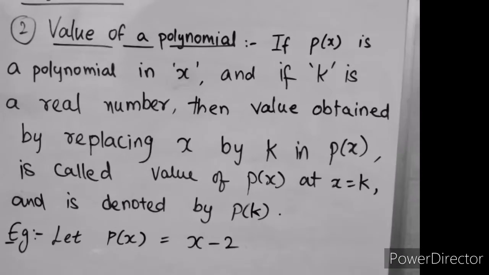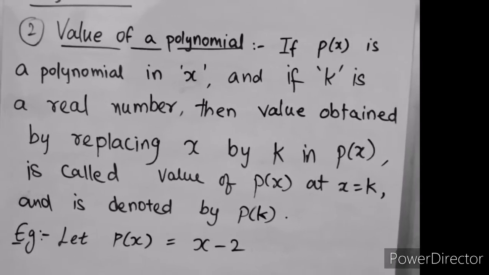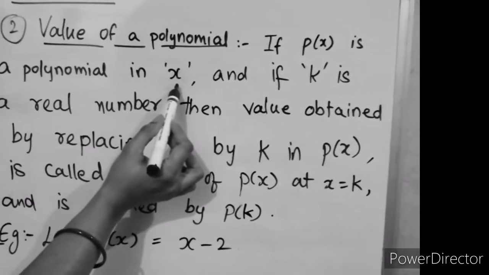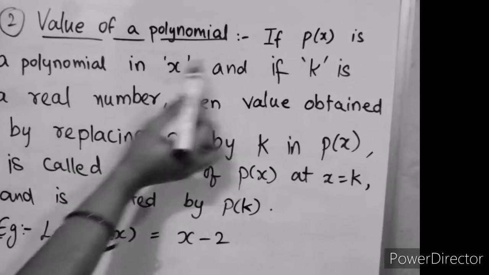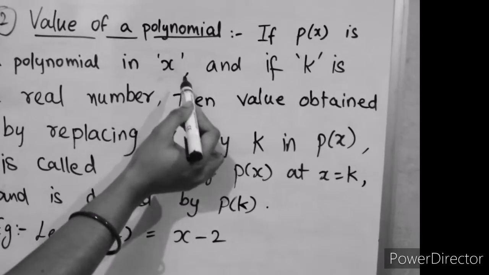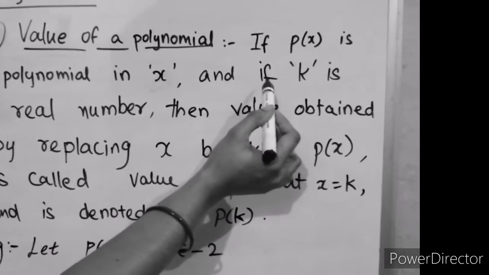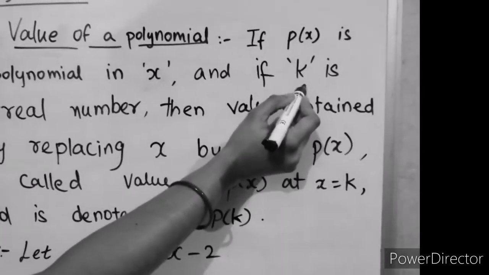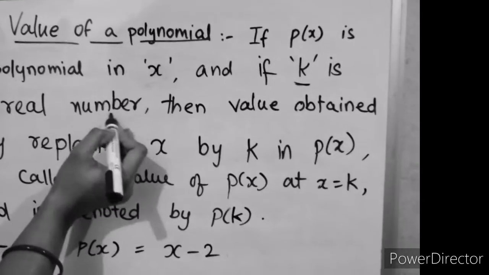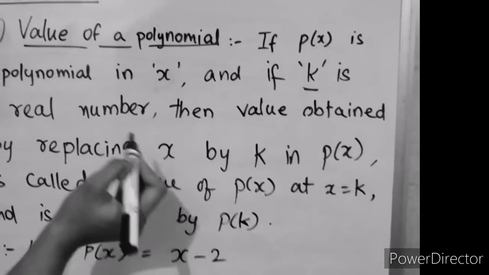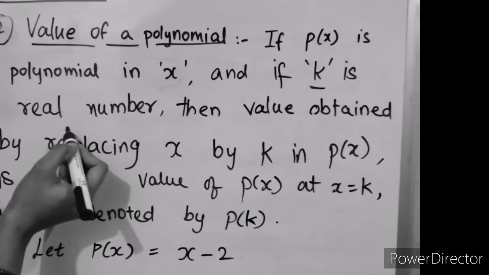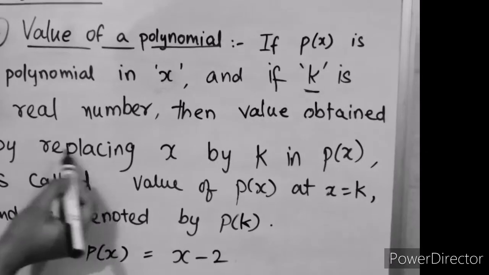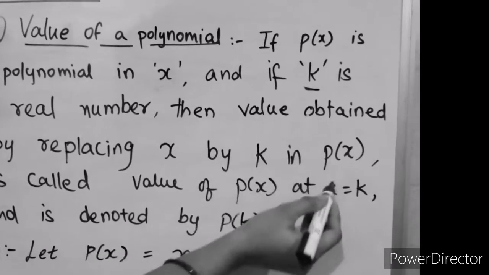Second topic, value of a polynomial. If p of x is a polynomial in x, that is, we have taken some polynomial p of x, the variable in it is x. And let us consider another one. If k is a real number, here some k we are taking and it is a real number. Previously I have said what is a real number. It may be a rational or irrational number. Then value obtained by replacing x by k in p of x.